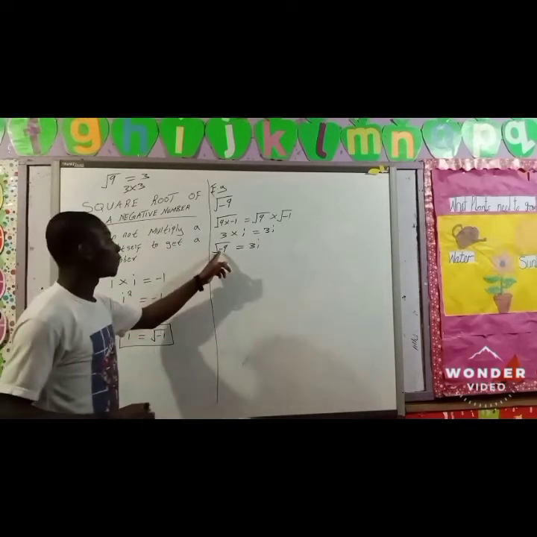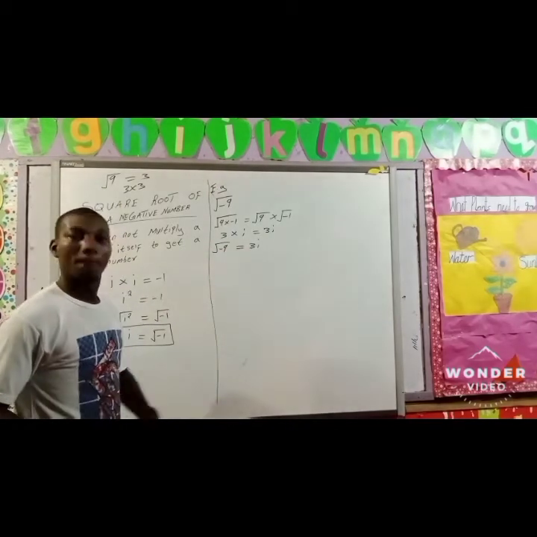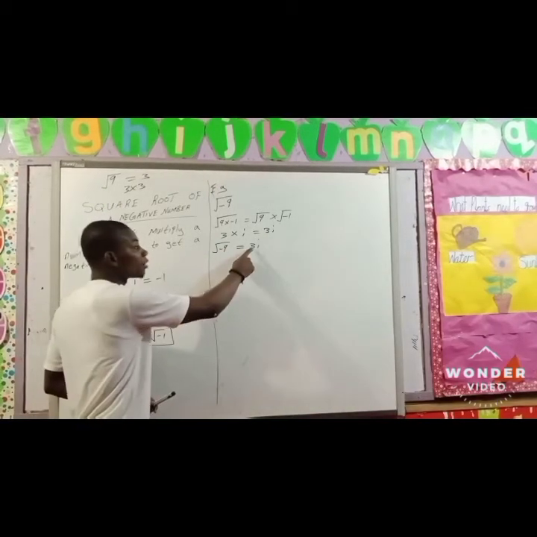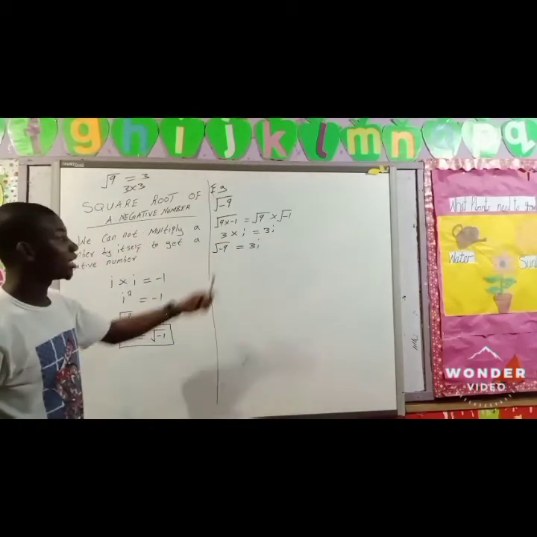So when you take the square root of minus 9, you have what? 3i. That shows that 3i is a factor of minus 9. Because when you multiply 3i times itself, you're going to have minus 9. Let's just check and see.